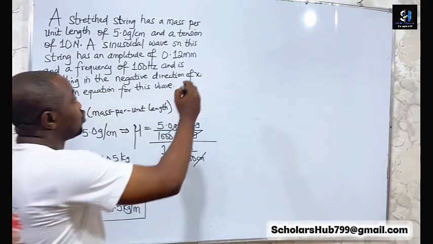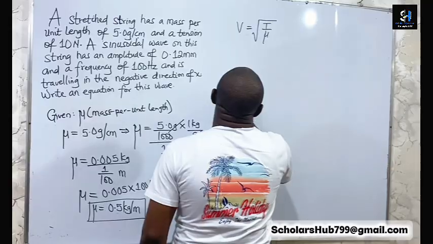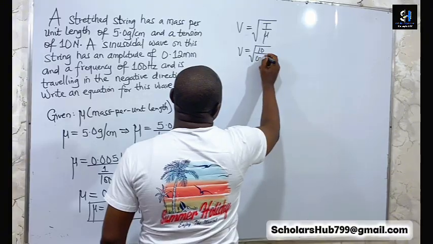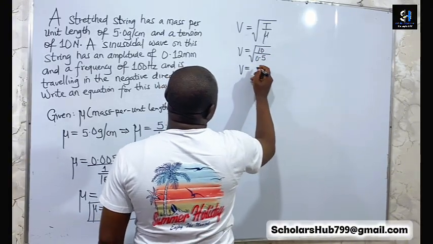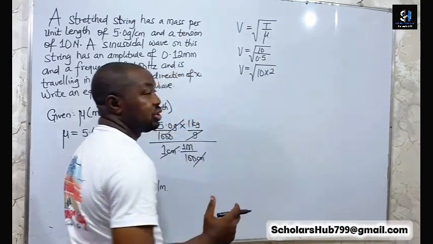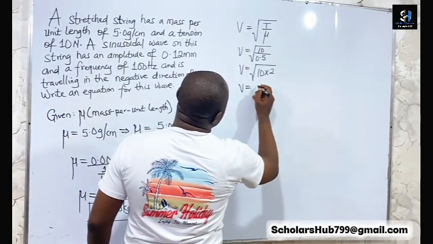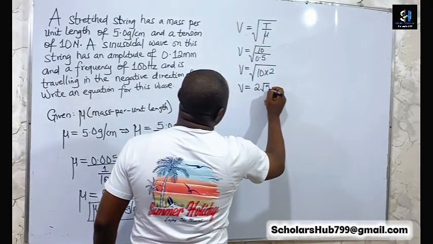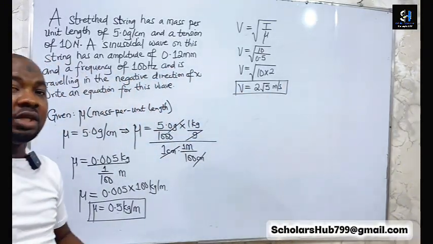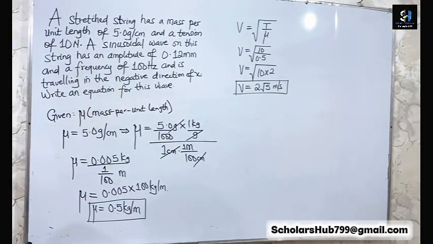So now, the speed of the wave equals the square root of T over mass per unit length. This will be the square root of 10 divided by 0.5. So v equals the square root of 10 multiplied by 2, because 0.5 is 1/2. So v equals 2 root 5 meters per second. The speed of the wave generated by the stretched string is 2 root 5 meters per second.